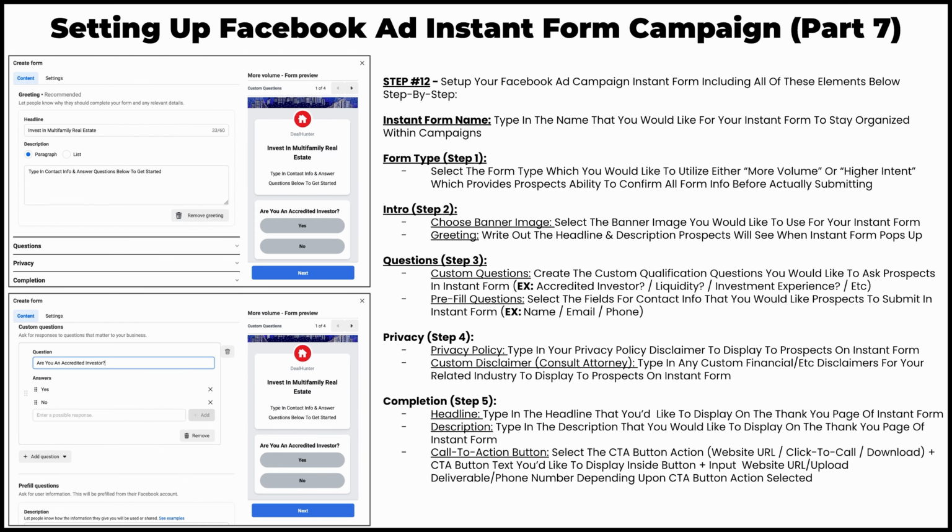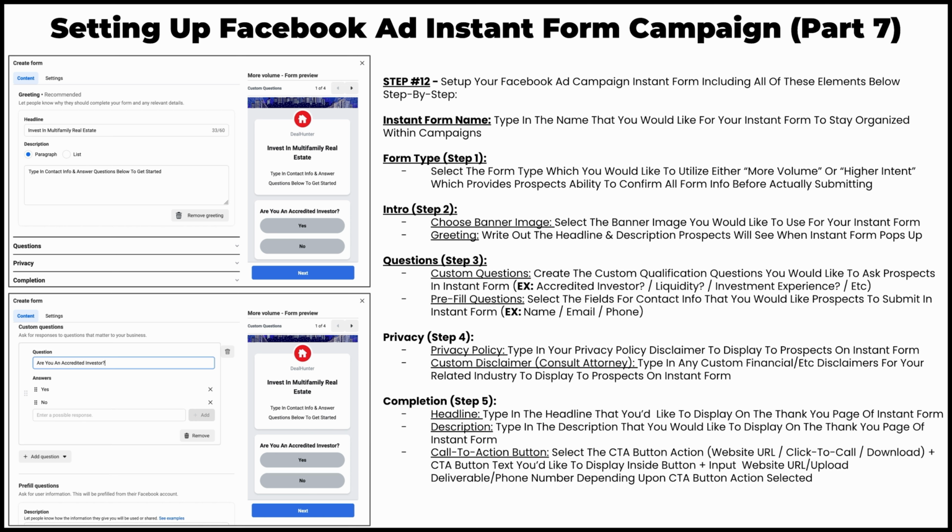And then finally here, we have part number 7. We're going to be actually setting up the instant form. So for step number 12, you're going to set up your Facebook ad instant form campaign, including all these elements below step by step. So to start off, we have the instant form name. So you're going to type in the name that you would like for your instant form to stay organized within your campaigns.